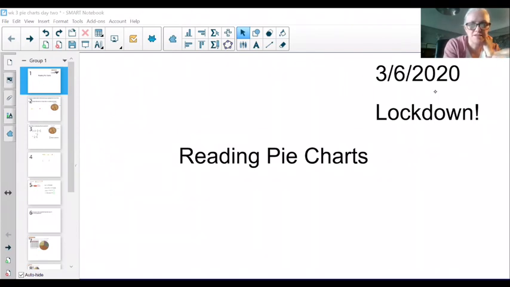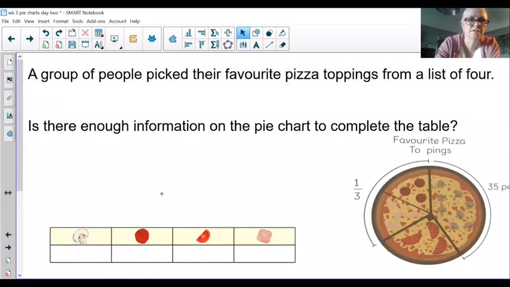Reading pie charts. We did how to draw a pie chart yesterday, and we're just going to look at how to read one today. So, can you see that? Okay, so a group of people picked their favourite pizza toppings from a list of 4. Here's the pizza, making me hungry. And what we want to know is, is there enough information on the pie chart to complete the table? Now, I'm pretty sure you can work out that that's 35 people over in that corner over here.